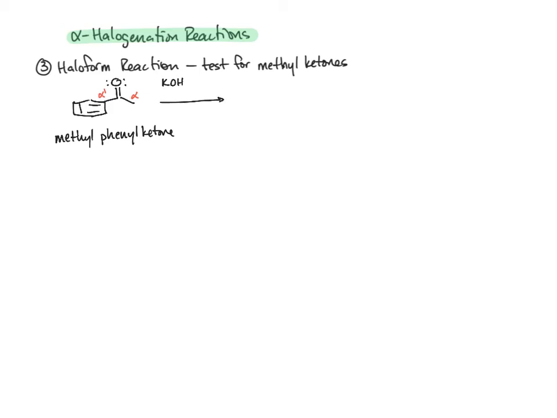we're going to use an inorganic base such as potassium hydroxide. This is typically an excess. We're going to use a molecular halogen, so we'll demonstrate that with iodine. Again, this is an excess. And then finally, an aqueous acidic workup. The product of this reaction is twofold.